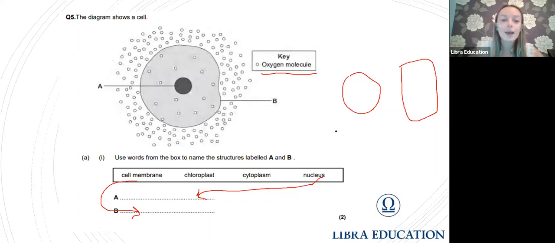So I can tell that this is not a plant cell because, for example, there are no chloroplasts, there is no cell wall. We already know that everything an animal cell has, a plant cell also has. So, for example, you wouldn't be able to say.